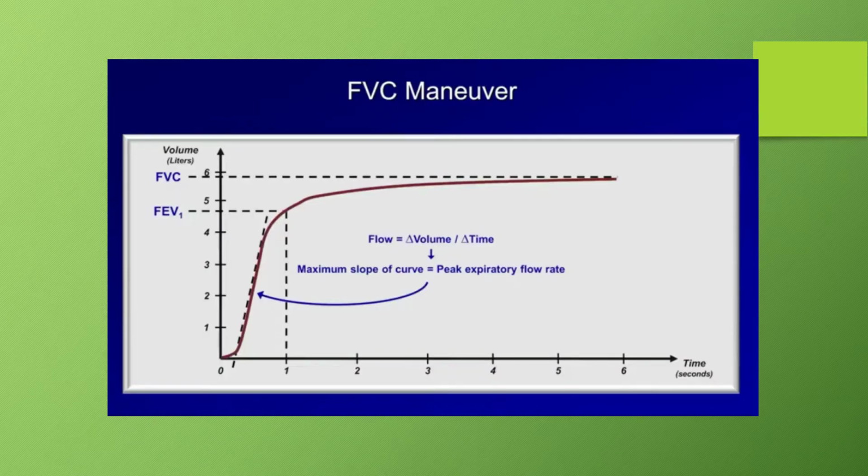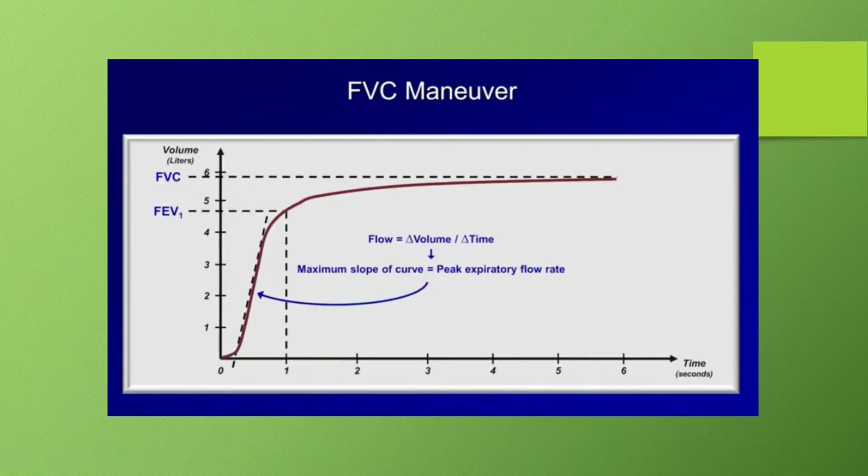First is the steep initial phase, because this is the effort-dependent phase. When a person performs a PFT, we ask the subject to inhale first, take a deep breath, then exhale. When the person exhales forcefully, there will be a steep rise in the forced expiration, and the slope of this curve will determine the PEFR or peak expiratory flow rate, which is the highest airflow achieved during the maneuver. PEFR means delta V by delta time, so a steeper slope indicates faster air expulsion.